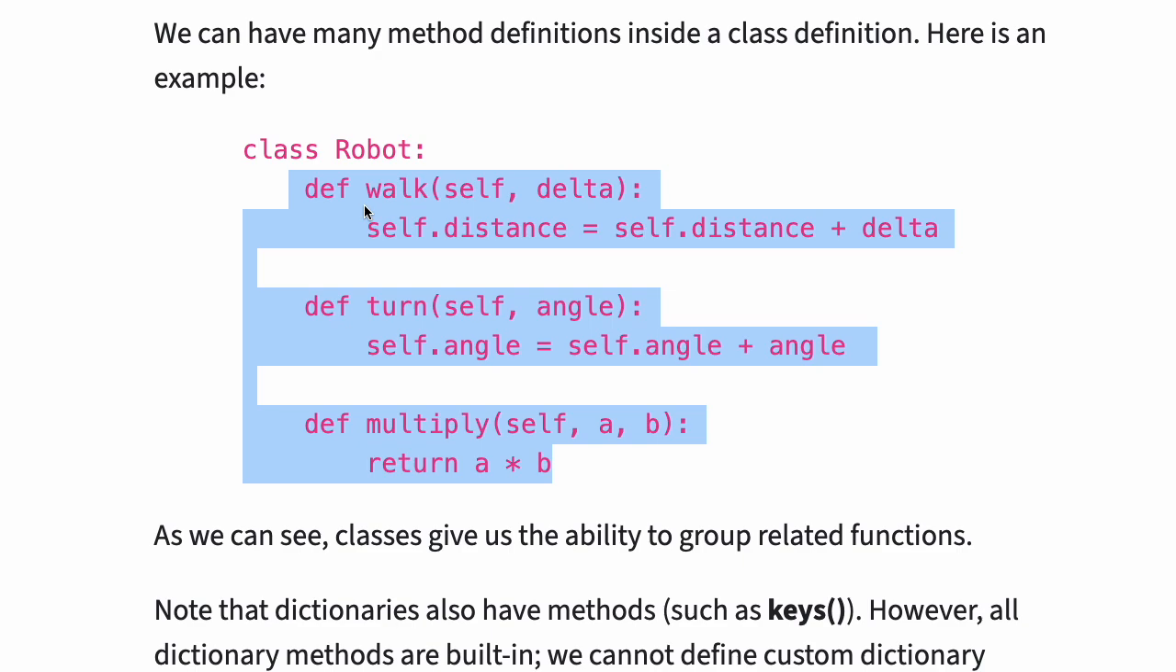Note that dictionaries also have methods, such as keys. However, all dictionary methods are built in. We cannot define custom dictionary methods.